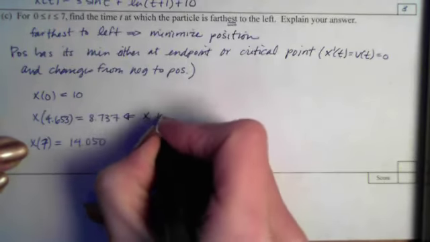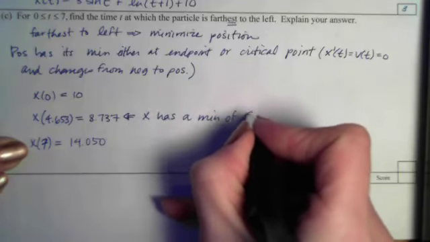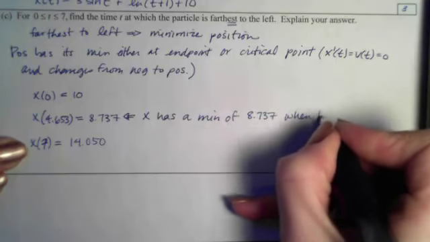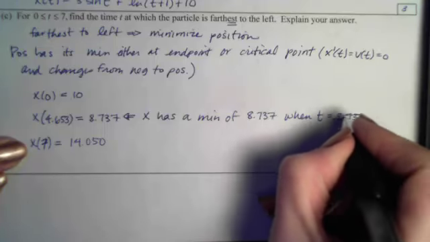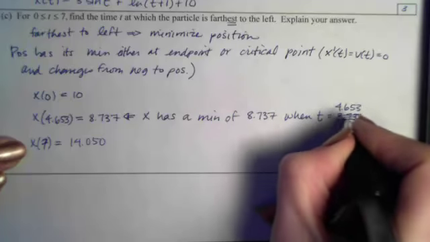So x has a min of 8.737 when t equals... oops, excuse me, might help if I put the time down: 4.653. And we're done.